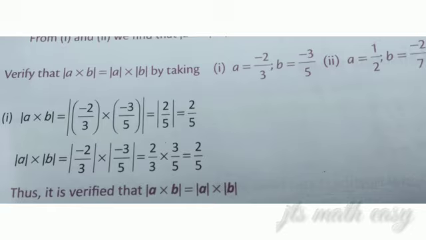Similarly, next is the RHS side, modulus of A into modulus of B. First you take the modulus of the first number, and then the absolute value of the second number, then you can multiply the numerators and the denominators directly. So on both sides we got the same answer. So this problem also satisfies the property.